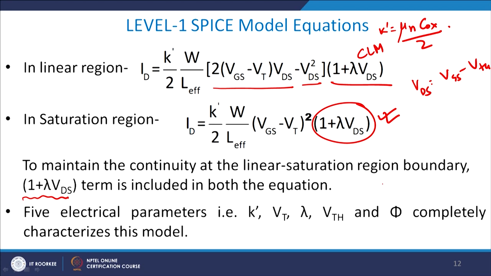As I discussed with you, the 5 electrical parameters which you see in front of you are all basically process dependent parameters, and they can be easily found out if you understand the doping and the structural parameters of the device.